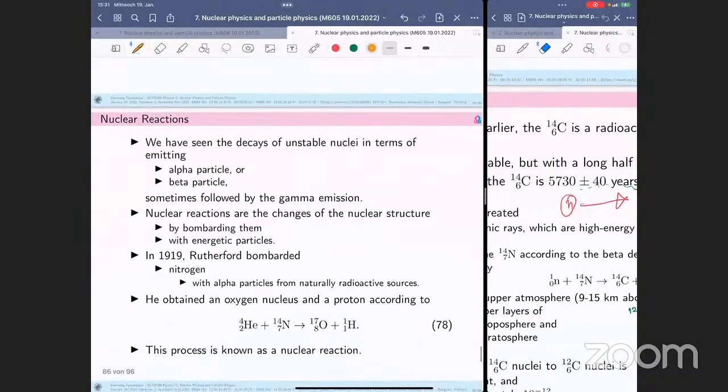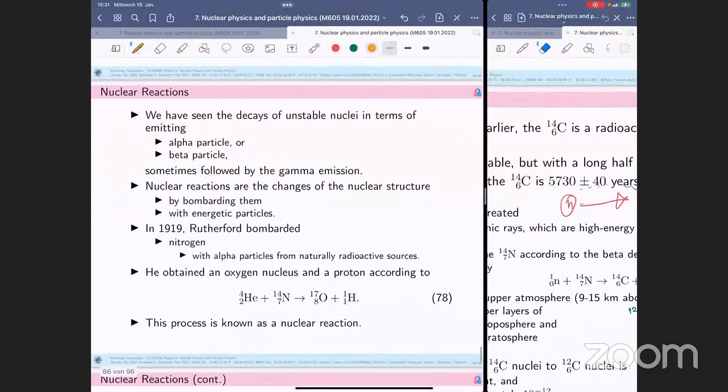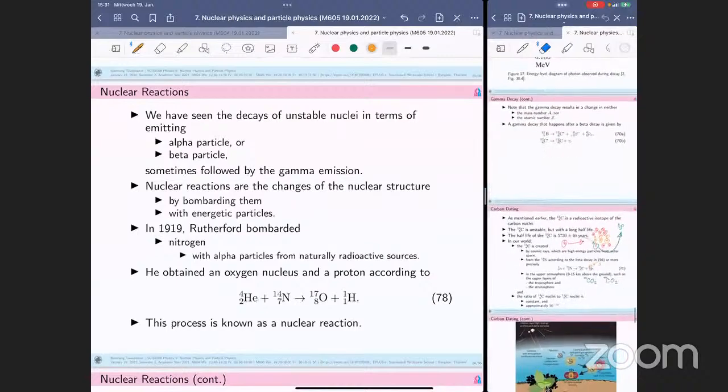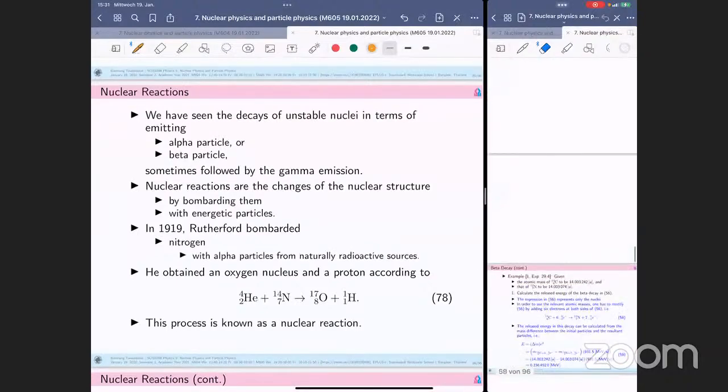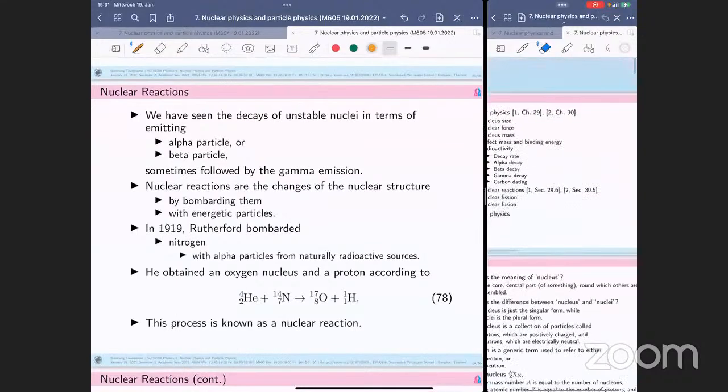The next one is the nuclear reactions. We still have 19 minutes, right? Okay, nuclear reaction. Sorry for that. I need to show you where we are right now from the beginning of this chapter. Okay, we are here.